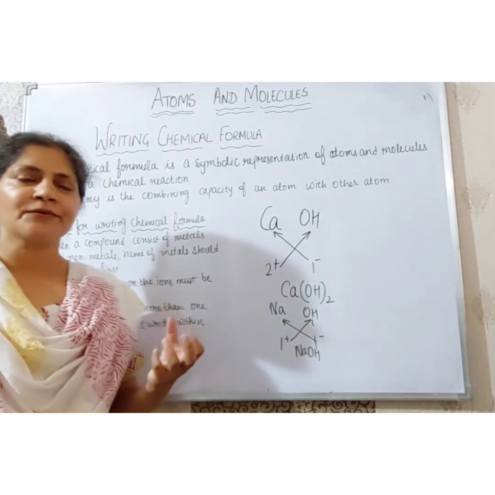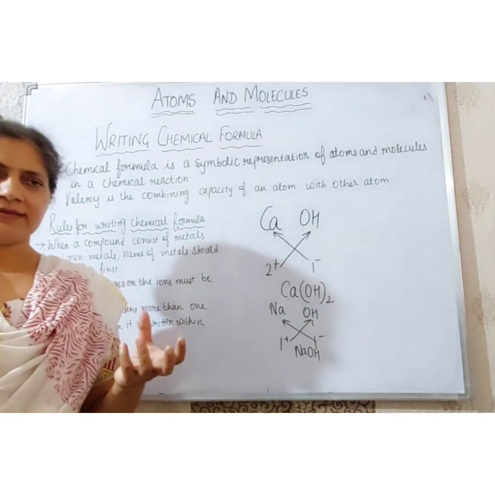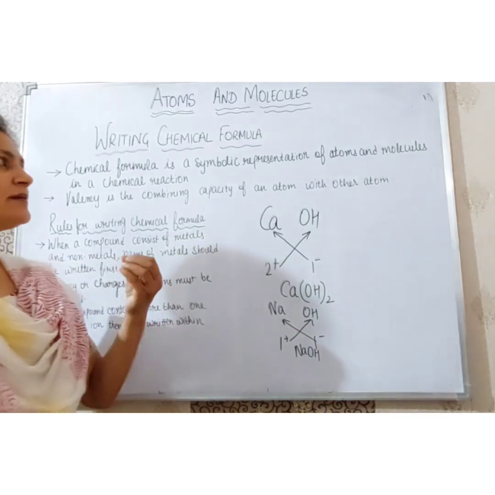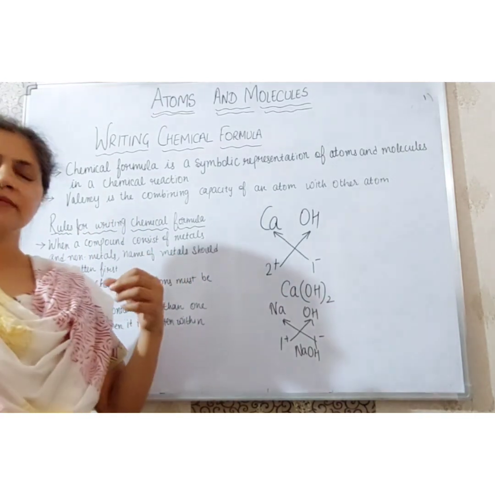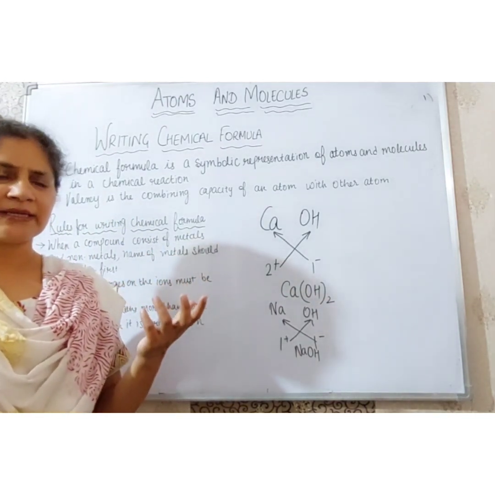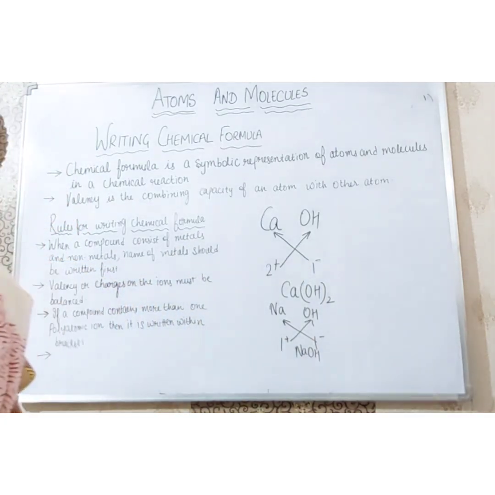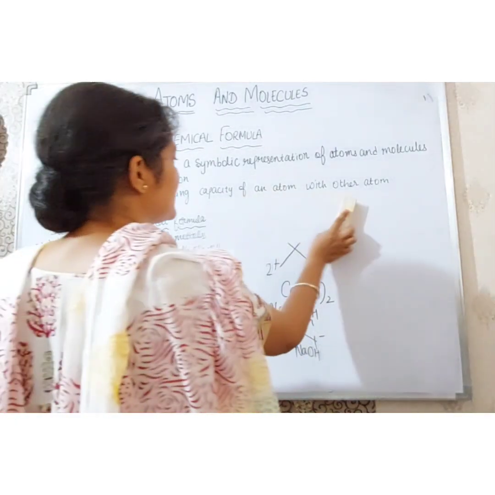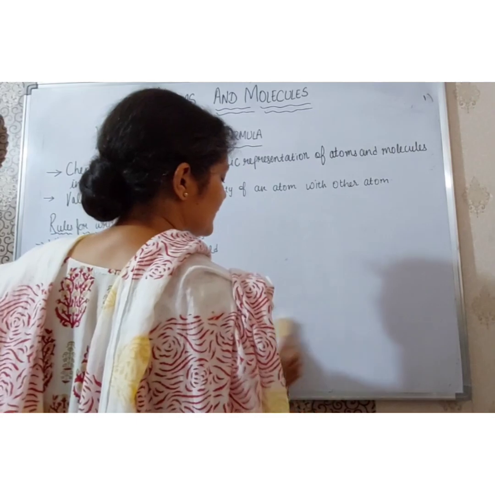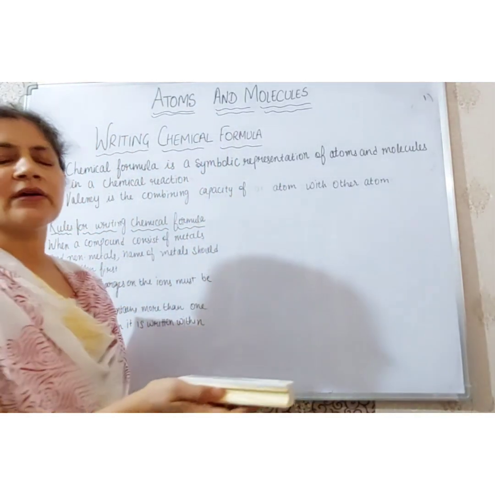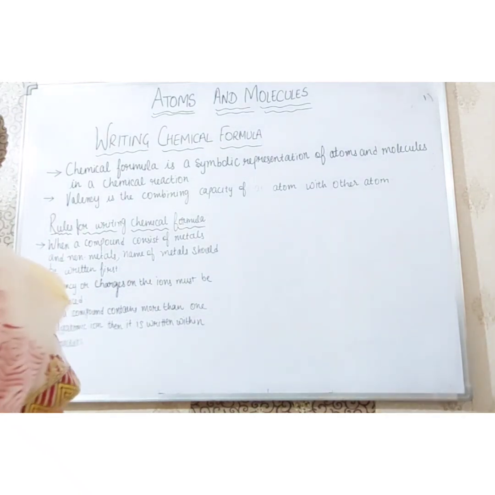You just have to remember the valencies, the combining capacity of the atom with other atoms. Right, students? This is known as the valency. You have to remember a few valencies. Now, students, we will write certain formulas and you will come to know how we can make the chemical formula. It is not at all very tough.